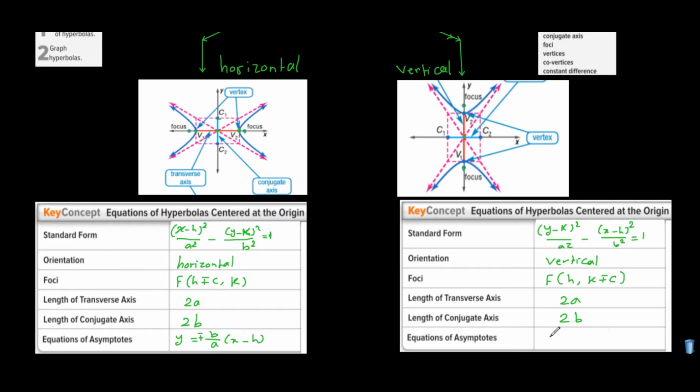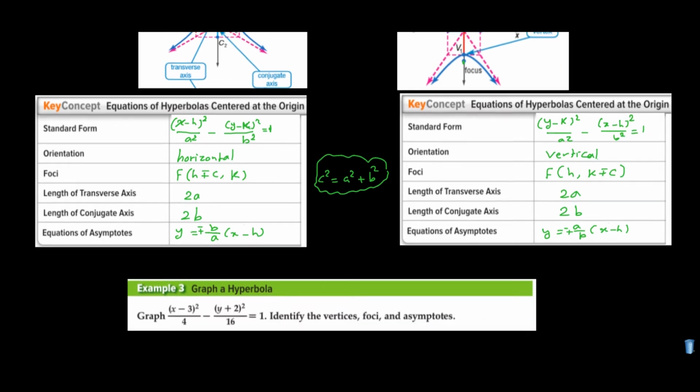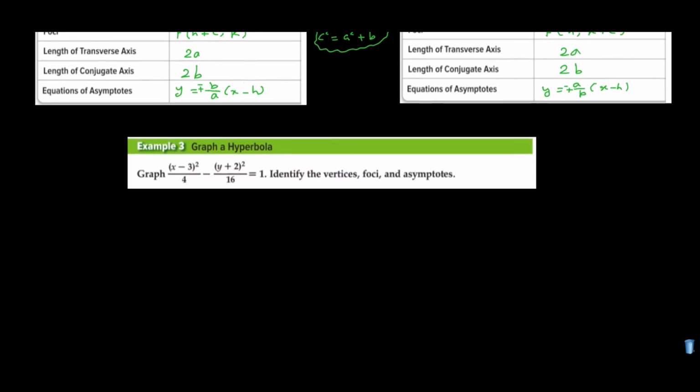The equation of the asymptotes is different. Y equals plus or minus a over b times (x minus h), that's it. Also, c squared equals a squared plus b squared. This is the constant difference. Okay, let me show you in this example how to graph a hyperbola.